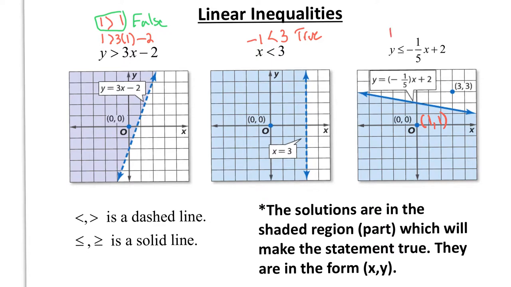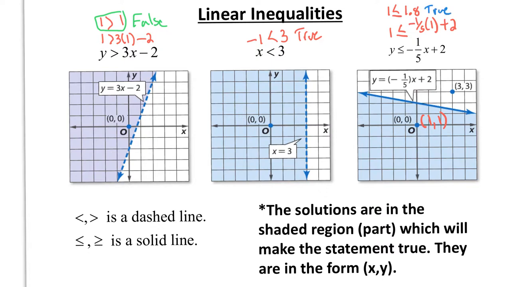So I substitute a 1 for the y, less than or equal to negative 1/5 times 1 plus 2, where you get a 1 on the right. On the left side, you get a 1 on the left side of the inequality, and on the right side, we get as a decimal 1.8. So if you look at the inequality, 1 is less than or equal to 1.8. Yep, that is true. So that point is a solution.